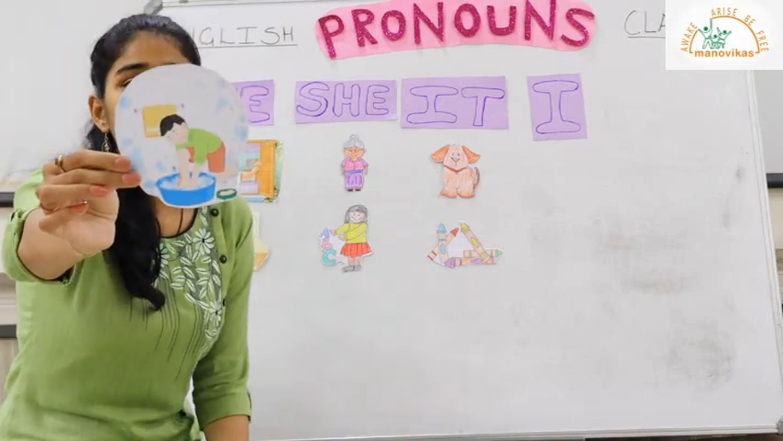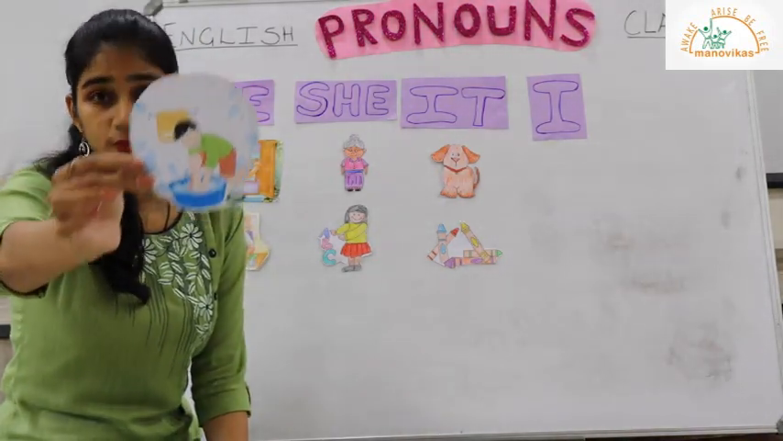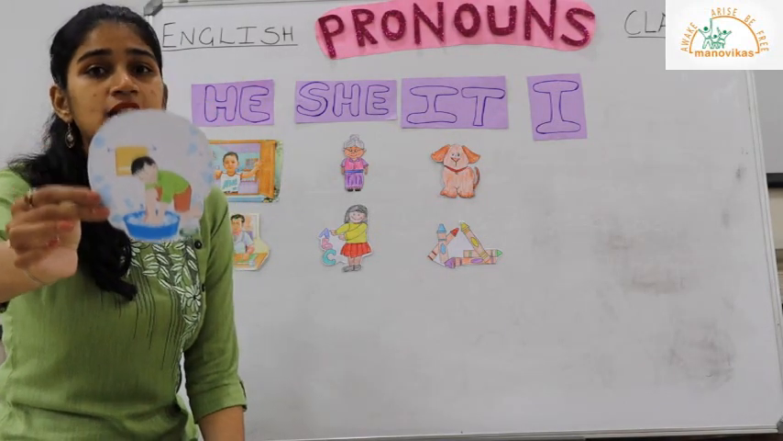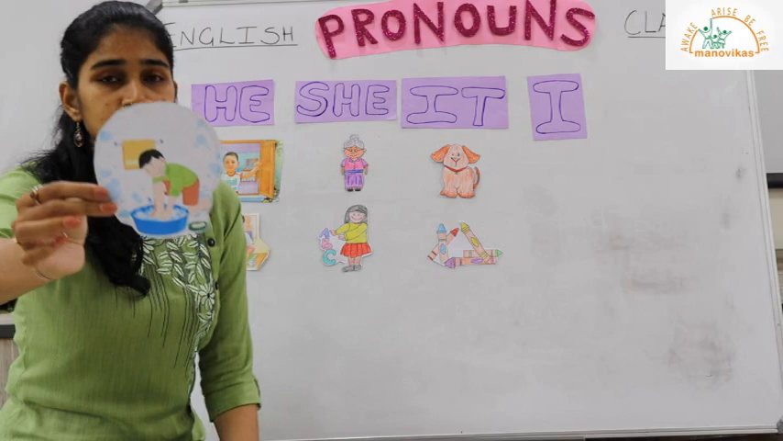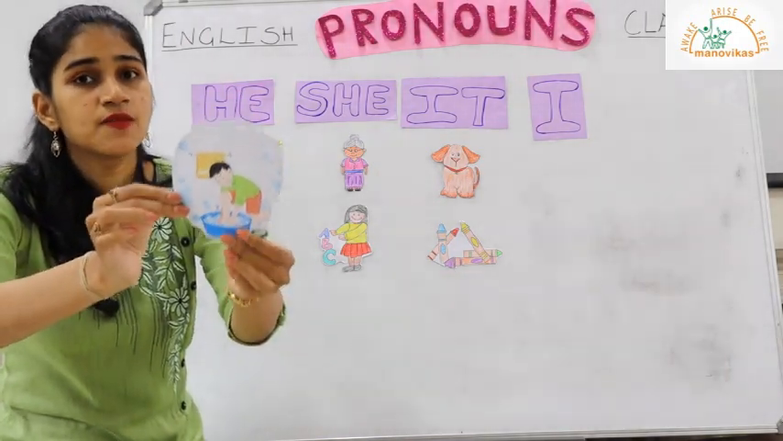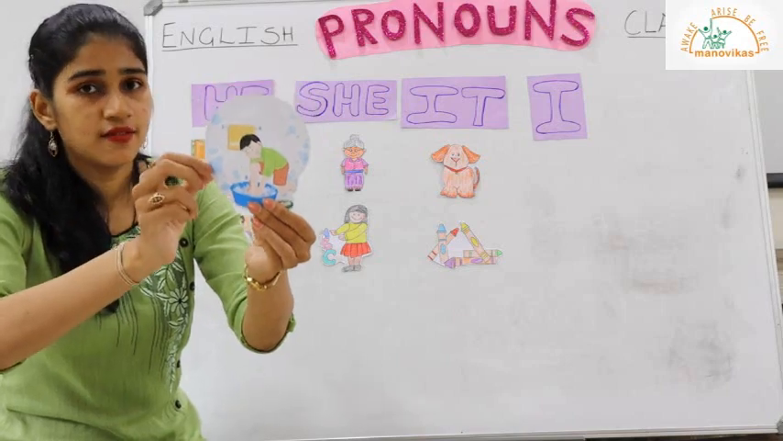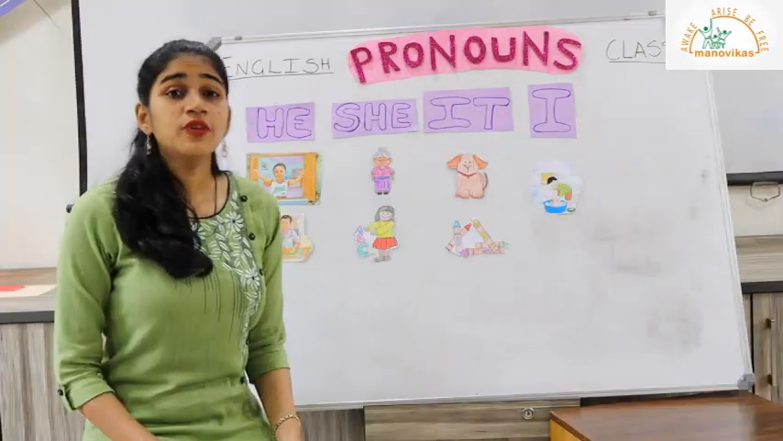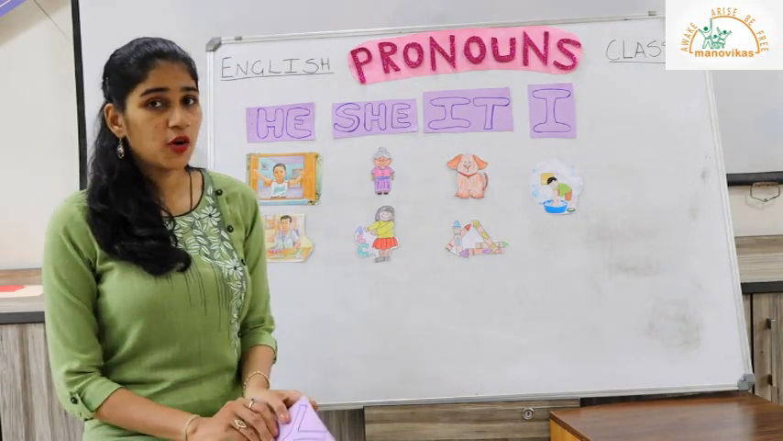Look at this picture. Now if this boy would speak to you, he would say, I love to keep myself clean. I love to keep myself clean. So this boy would say that. Hence we will put it under the I. Now we have another pronoun that is very important.